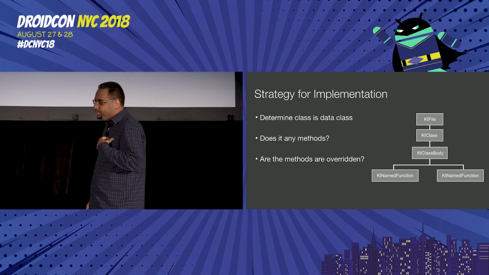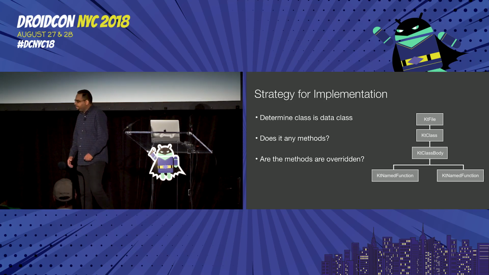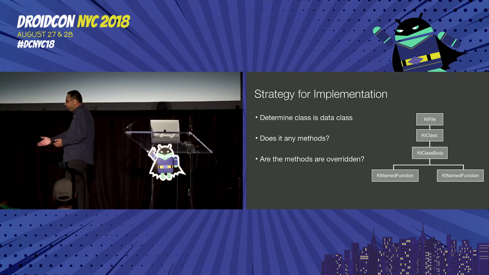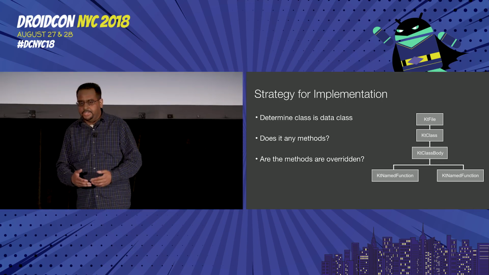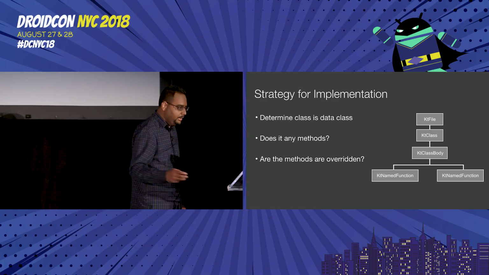First thing that I need to do when I read your code, your source file, I need to determine what type of class you are using. Is it a data class, enum? I also need to get all the methods that you have in your class, right? I also need to determine whether it's overridden or not, right? I need to do these three things. How will I do that?